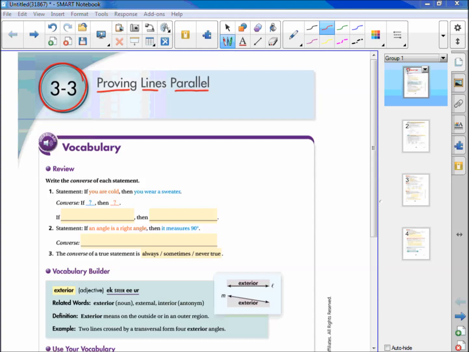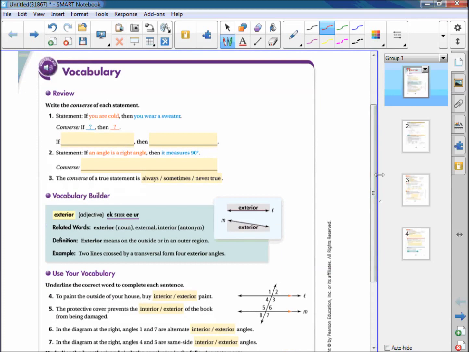All right, so our vocabulary here: write the converse of each statement. The statement is, if you are cold, then you wear a sweater. The converse is, if you wear a sweater, then you are cold. Okay. If an angle is a right angle, it measures 90 degrees. The converse is, if an angle measures 90 degrees, then it is a right angle.